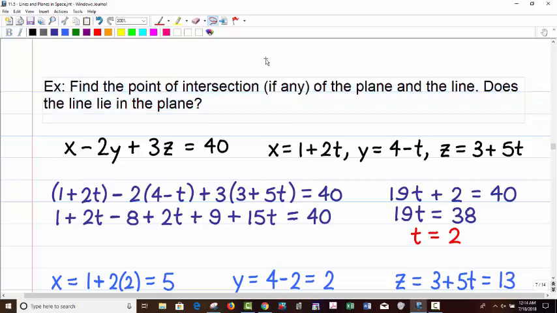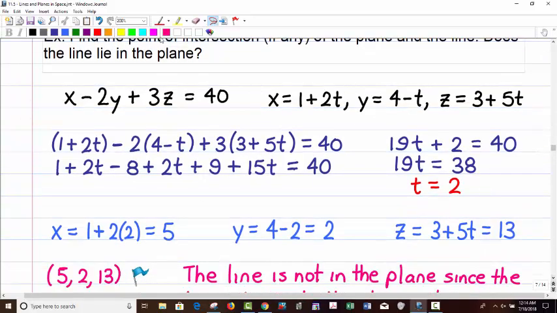All right, so here's the plane. Here are the parametric equations of the line. Once again, we substitute the x, y, and z in here into the plane. Solve this, and we get t equals 2. So you put 2 in there, and you'll get 5, 2, 13.